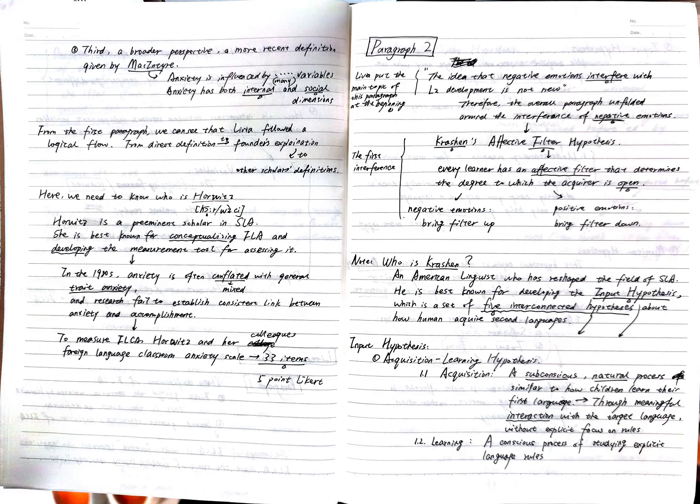So basically it means that if you have a positive emotion, then you have a stronger potential to acquire the second language, or you will have a better learning result or learning outcome. So this is the affective filter hypothesis.